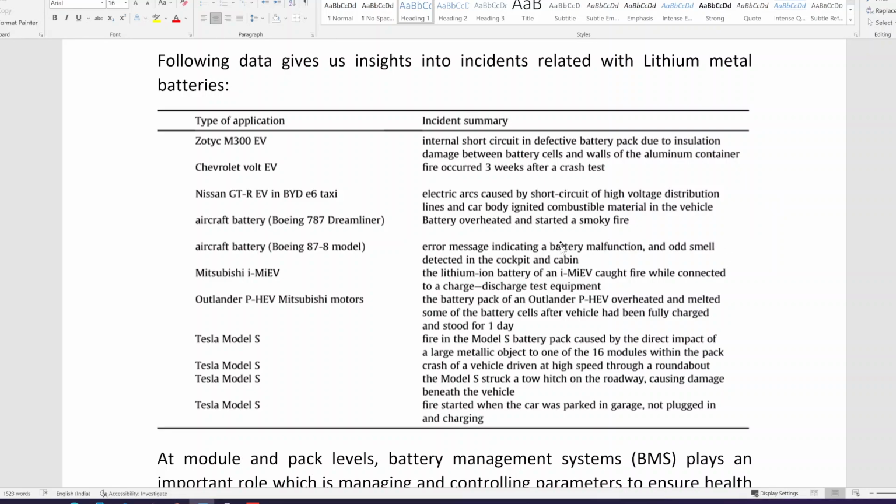In this case, an error message indicating battery malfunction was flashed and an odd smell was detected in the cabin. So essentially, this data gives us insight into various lithium metal battery related mishaps which have happened.